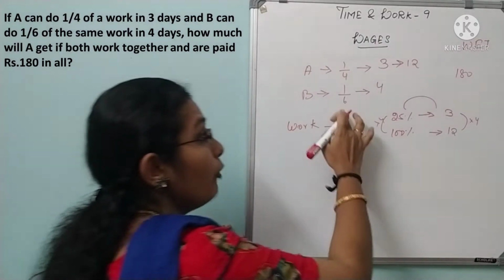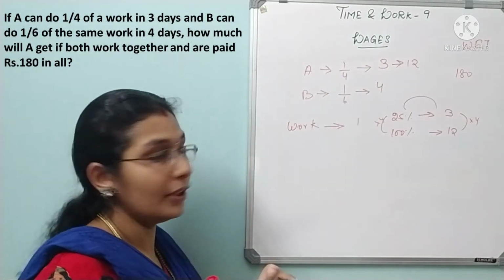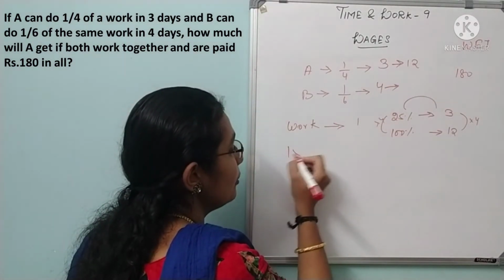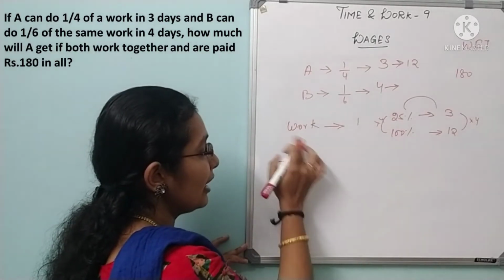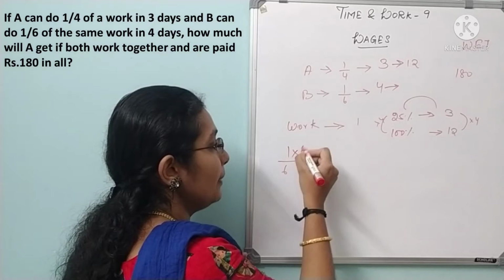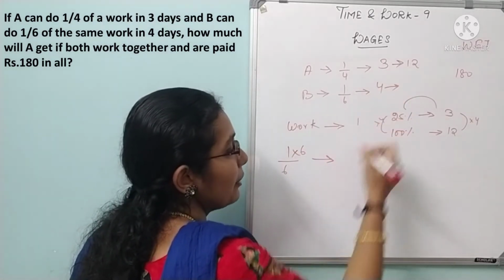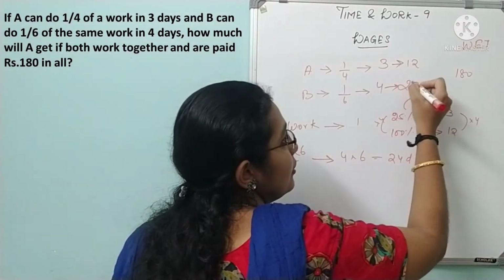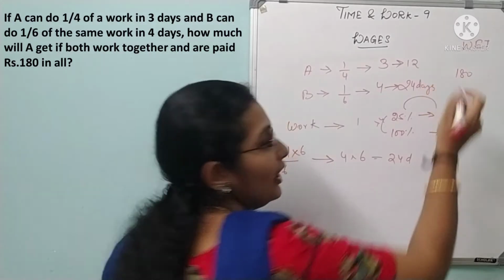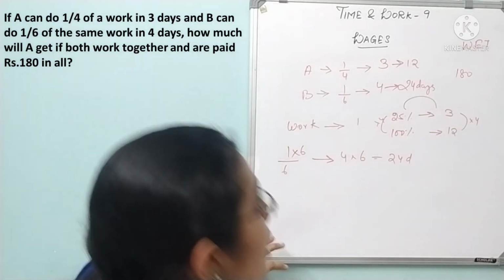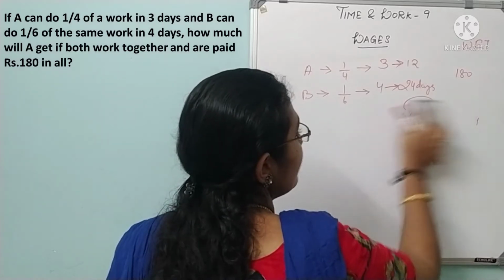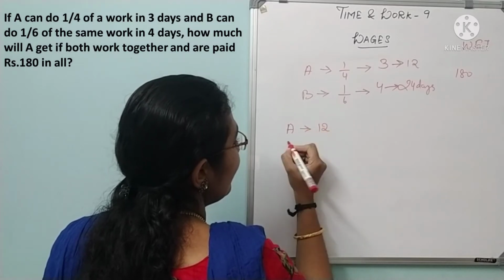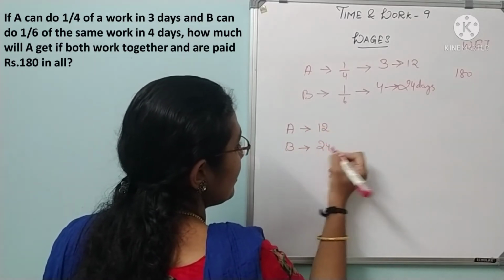Similarly, B, see, 1 by 6th part of 1 unit of work they will complete in 4 days. Means for completing one work what will you have to do? See, 1 by 6 is there. You will have to convert this to 1, means how will you do? You will multiply it by 6. Similarly, this number of days you will have to multiply by 6, which is equal to 24 days. So 24 days they will take to complete 1 unit of work. Clear? Yes. Now I'll rewrite it down, okay? So for a clear understanding, A takes 12 days to complete the work and B takes 24 days to complete the work.